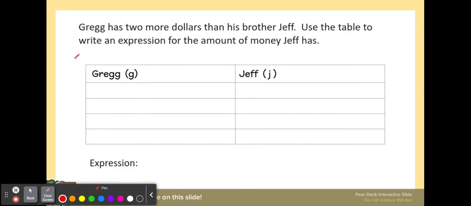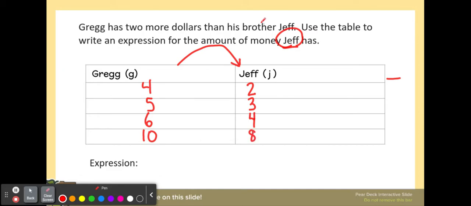In this next example, it still says Greg has two more dollars than his brother Jeff. We can use the table with the expression to write how much money Jeff has this time. Again, if Jeff had 2, Greg would have 2 more, that would be 4. If Jeff has 3, then Greg has 5. What if Greg has 6? How much money would Jeff have? This time I'm going this way on the table. 6 minus 2 would give me 4. Jeff would have 4. If Greg had 10, that's 2 more than Jeff, so Jeff would have to have 8.